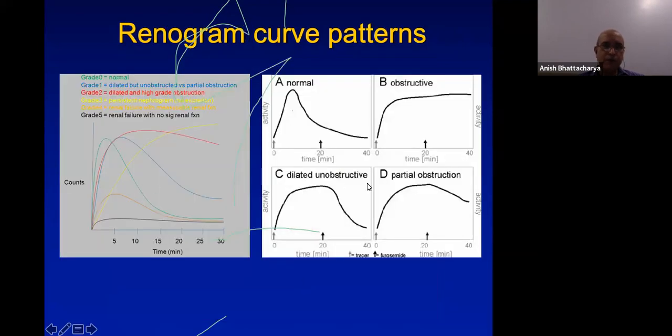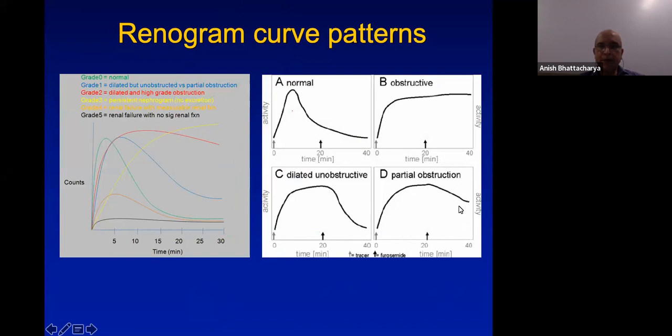And you have different forms of the renogram curve. The left and the right are practically the same. The left is the colored version, the right is the black and white version. The normal renogram curve is what you just saw here. Then you have the obstructive pattern where there is a rise and then it plateaus out or continues to rise. Then you have the dilated unobstructed pattern where there is an initial rise and a plateau and then a rapid clearance. This is usually after the injection of furosemide.